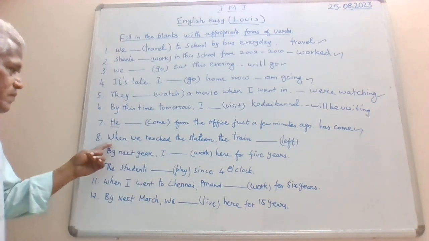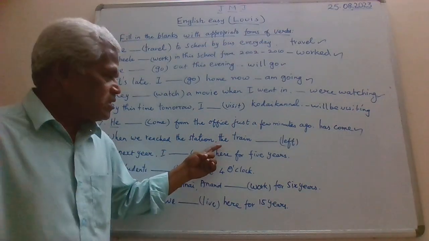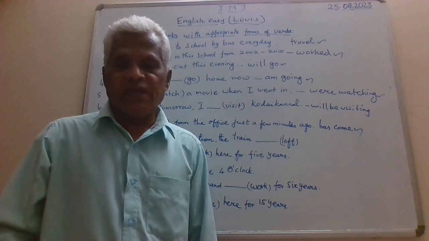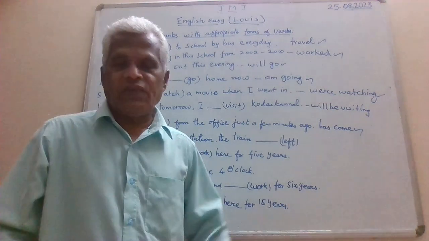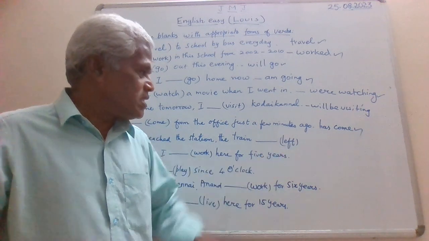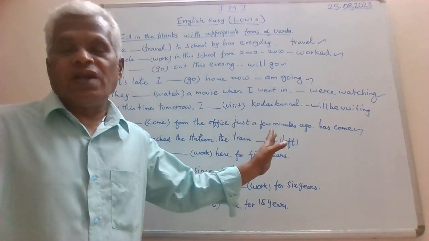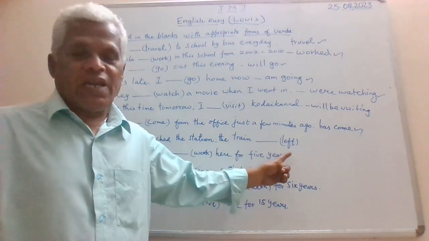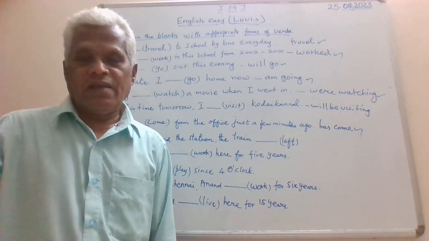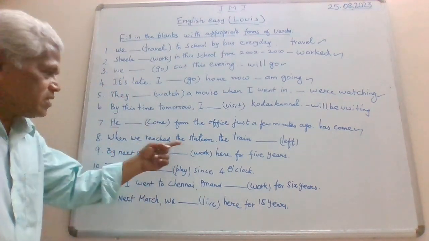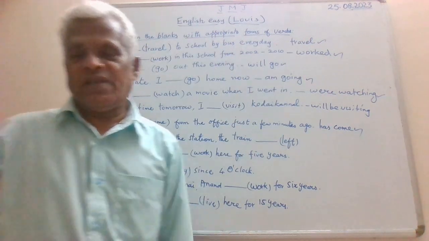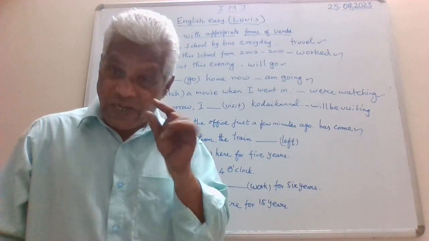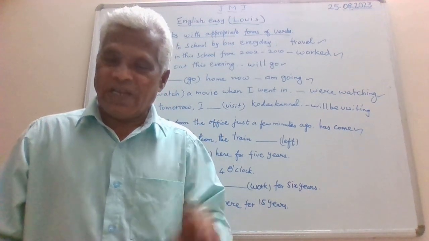Look at the next sentence here. When we reach the station, the train dash, bracket, you have the word left. Of course, this is given in past tense. You can look at it in present tense also, leave also you can imagine. But left is not the correct verb that you are supposed to use here. What tense are you supposed to use here? Past perfect tense.